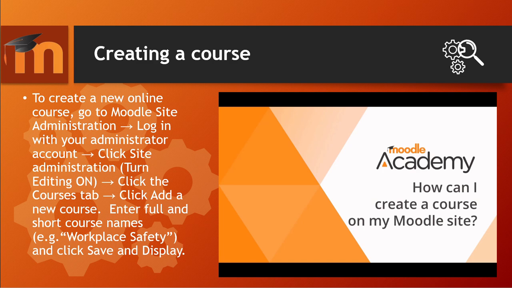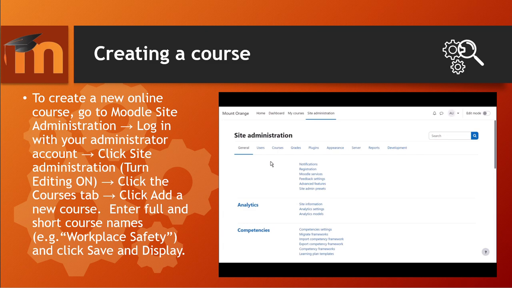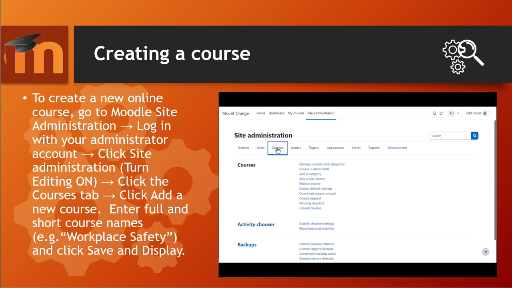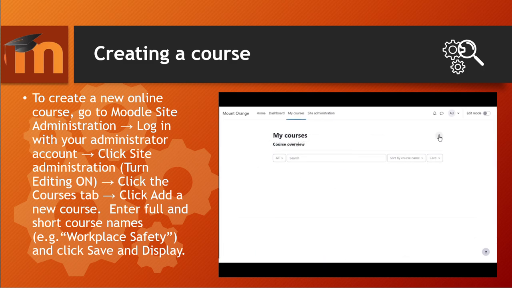How can I create a course on my Moodle site? When you log into your site as an administrator, you can add a new course by clicking Site Administration, Courses, Add a new course. As administrator or other person allowed to create a course, such as someone you give the manager role to, you can also add a new course from the three dots in the My Courses page.